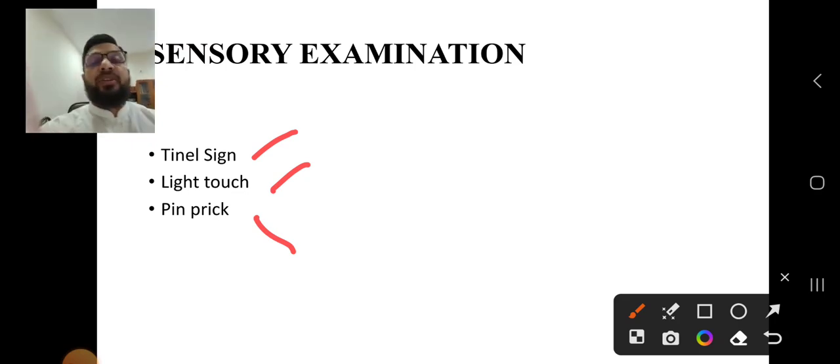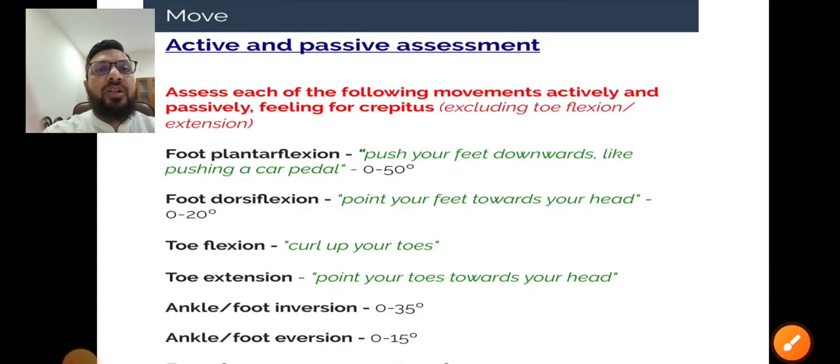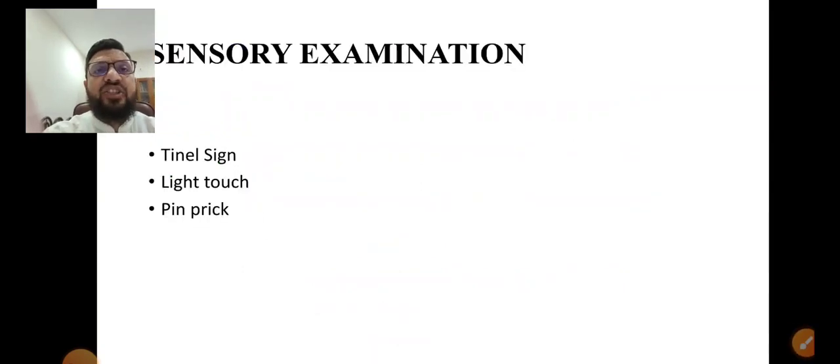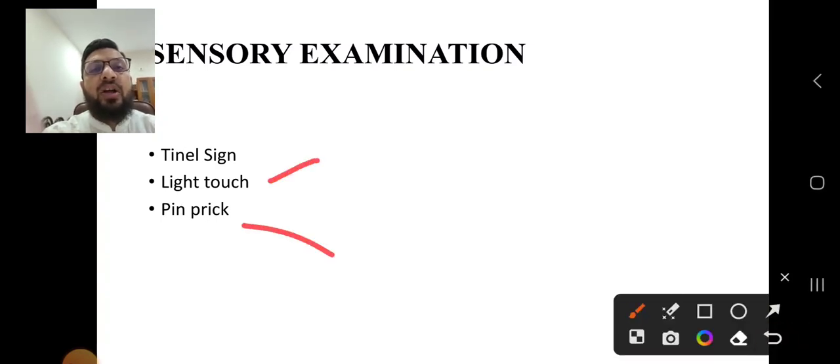So how would you perform Tinel sign? You will tap along the course of the common peroneal nerve or at the head of the fibula, and if the patient gets some tingling sensation, then it is a positive Tinel sign. Then you have to perform light touch examination and pin prick examination along the whole leg.